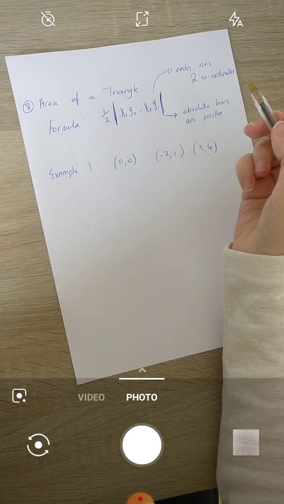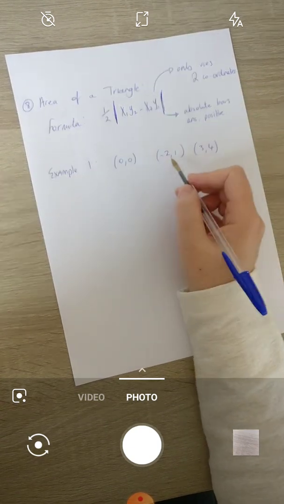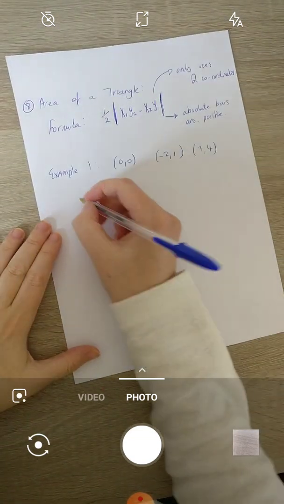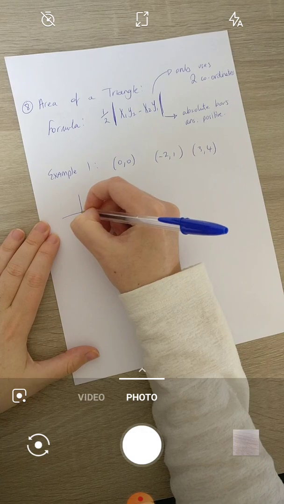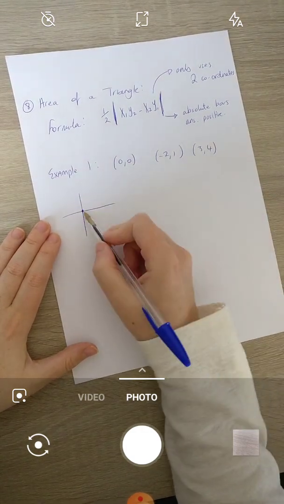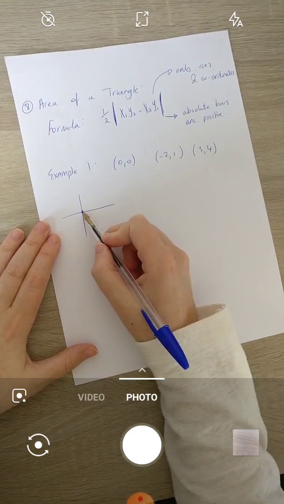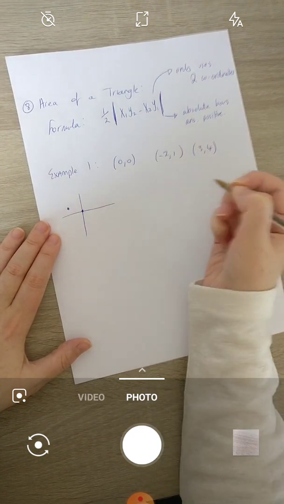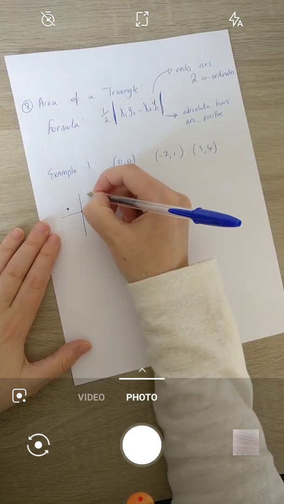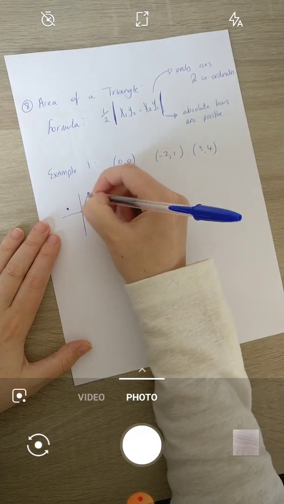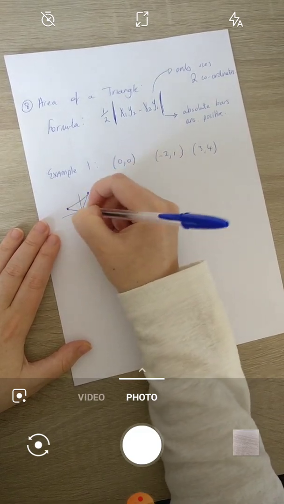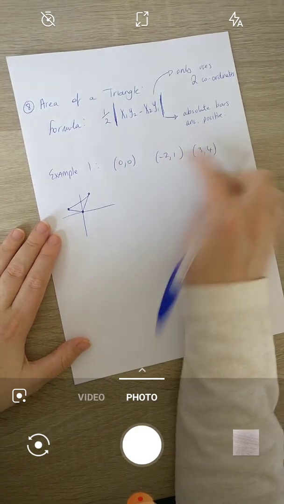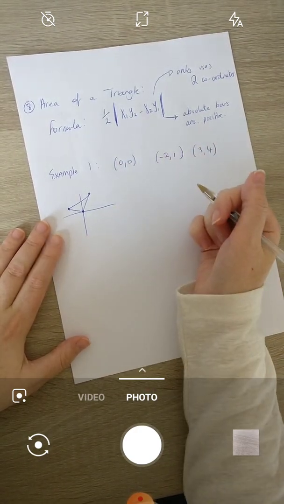if we look here, example 1, we have 0, 0, minus 2, 1, 3, and 4. Now what that means is if I did a rough sketch, the triangle is going to have one vertex at 0, 0, minus 2, 1 is the second one, and 3, 4 is the third one. So obviously this is not accurate, but just so you get what we're looking at here, we're looking at the 3 vertices of a triangle.